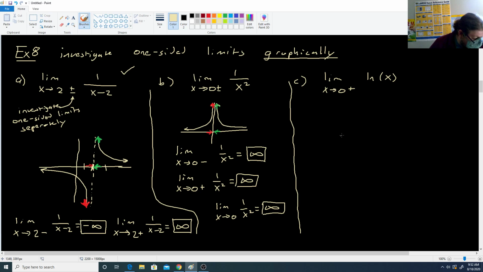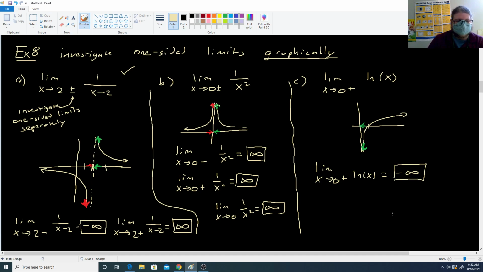So let's see here. What do we have left? Natural log of x. Natural log's graph looks something like that. We're supposed to say what's going on as we approach from the right. So the limit as x approaches 0 from the right of natural log of x. From the graph, this is pretty easy. Approaching 0 from the right, that is the vertical asymptote, and our function is running downwards along it. So this would be negative infinity.